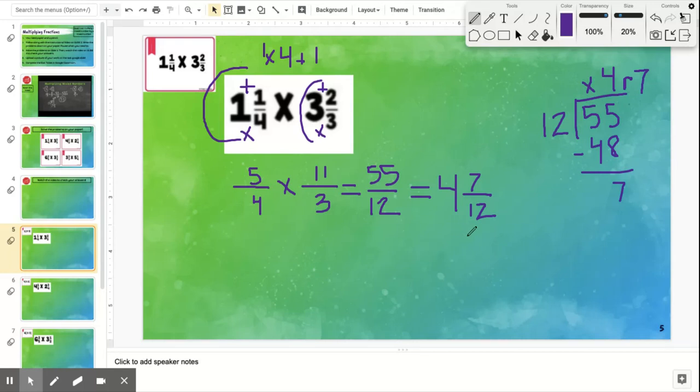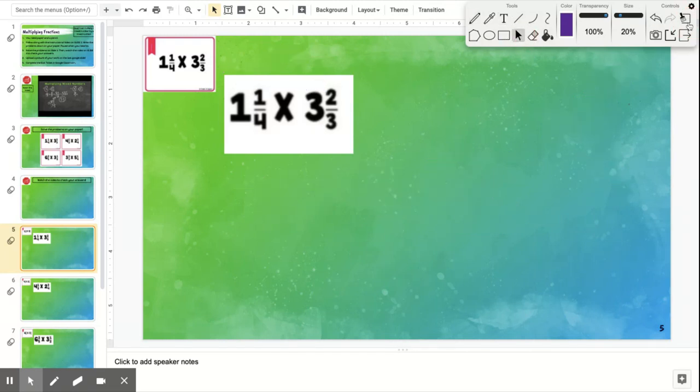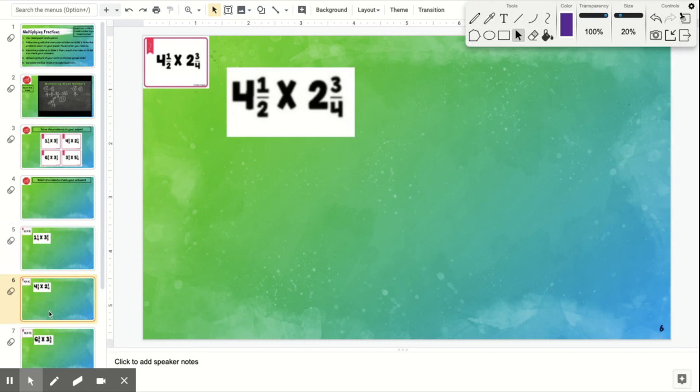So the very last thing you have to ask yourself is if this answer can be simplified. Well, 7 and 12 do not share any common factors other than 1, so that tells you that it is already simplified. So that is our final answer, 4 and 7 twelfths. Moving on to number 2, we have 4 1/2 times 2 3/4.